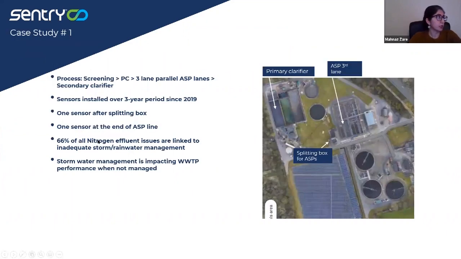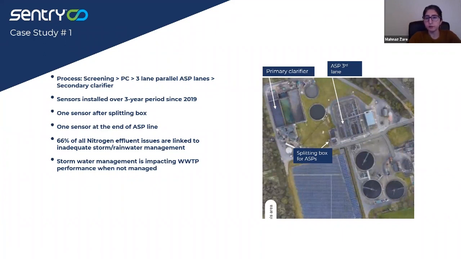Here I'm going to talk about case study number 1. This is a wastewater treatment plant, which includes screening, a primary clarifier, 3-lane parallel activated sludge lanes, followed by a secondary clarifier. We have 2 sensors installed in this plant since 2019: 1 sensor installed after a splitting box and 1 sensor at the end of the ASB line.